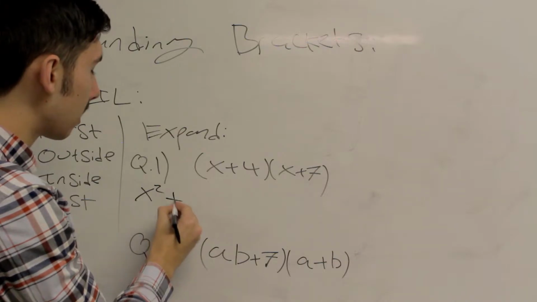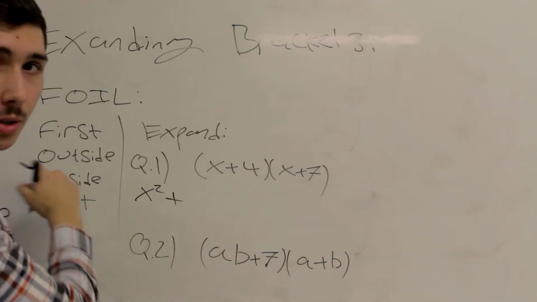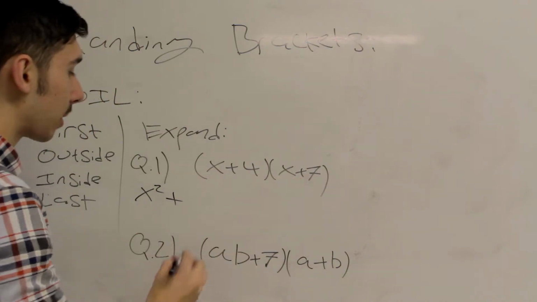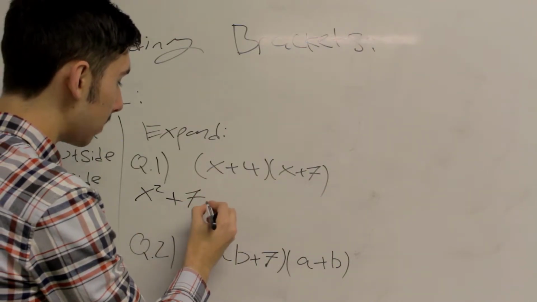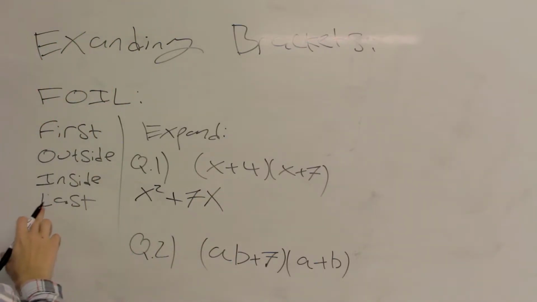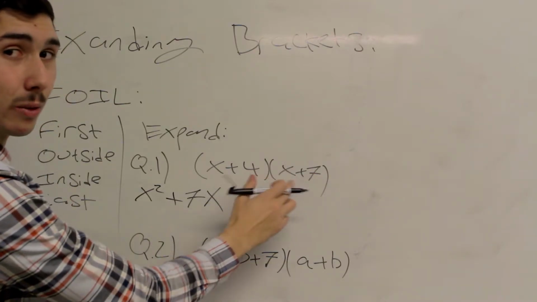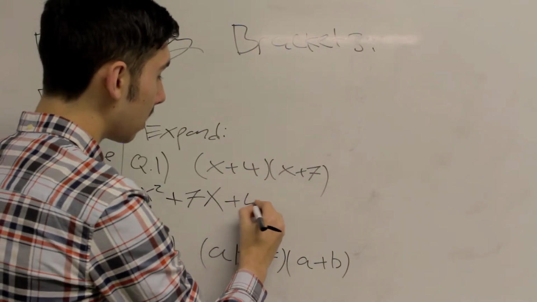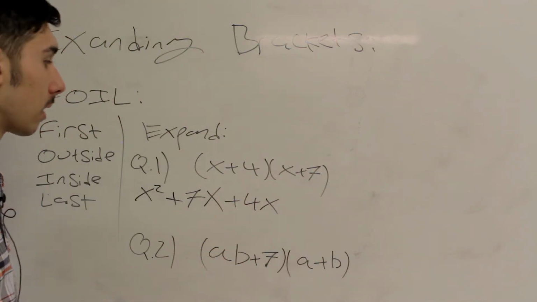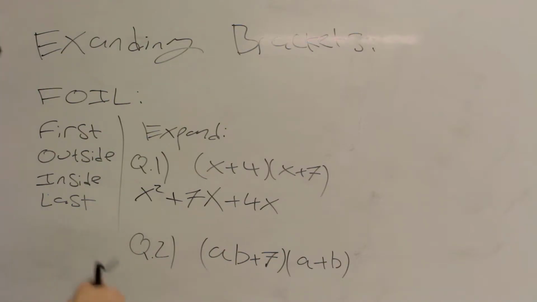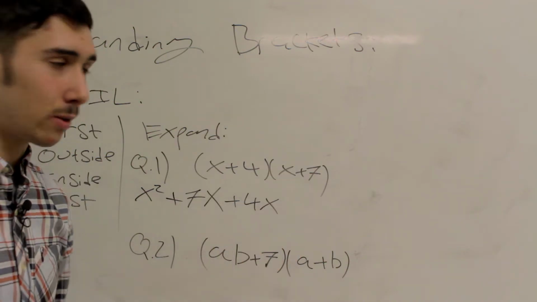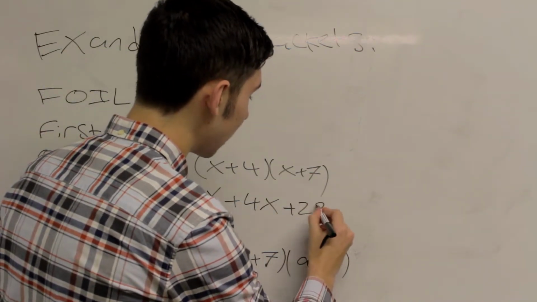Then we're going to add the two outside numbers being multiplied together. So outside numbers x and 7. So we're going to add 7 times x, which we write as simply 7x. Inside, from FOIL, inside numbers are 4 and x. So we're going to simply add 4 times x, 4x. Finally, we're looking at our last number. Our last product is 4 times 7, which is none other than 28.